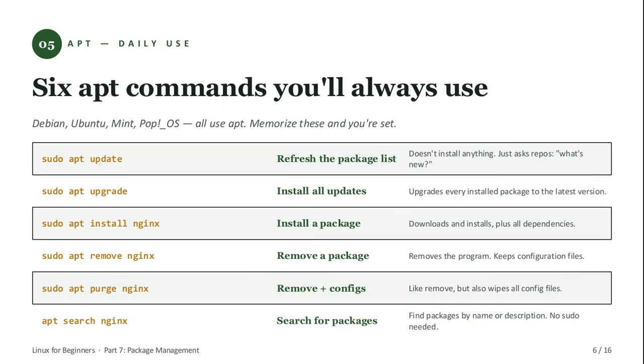So with repositories sorted, let's talk to apt directly. There are really just 6 commands you'll lean on every day. Start with sudo apt update. That doesn't install a thing, it just asks the repos what's new. Then sudo apt upgrade actually pulls down the new versions. Install and remove do exactly what they say, with install also handling every dependency for you. Purge goes a step further than remove and wipes the config files too. And apt search lets you hunt for packages by name. No sudo needed since you're only reading.